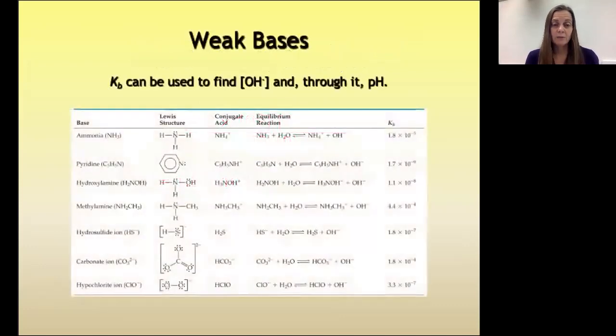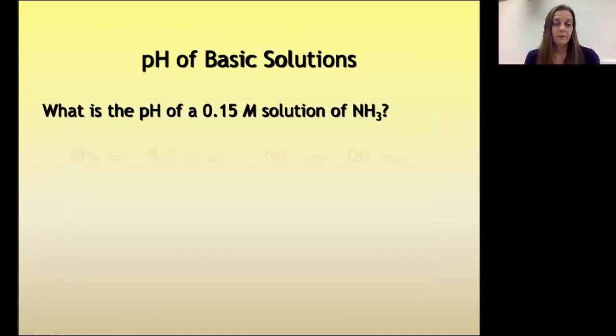The most common weak base that we'll work with in this class is ammonia, but there are lots of other weak bases out there. You'll notice that all of these weak bases have a lone pair. That's one of the ways that we can easily identify our weak bases: they have a lone pair that is available to be an electron pair donor. So we have Kb. Using Kb, we can find hydroxide ion concentration and eventually pOH and pH. We'll go through a practice problem with this one as well.